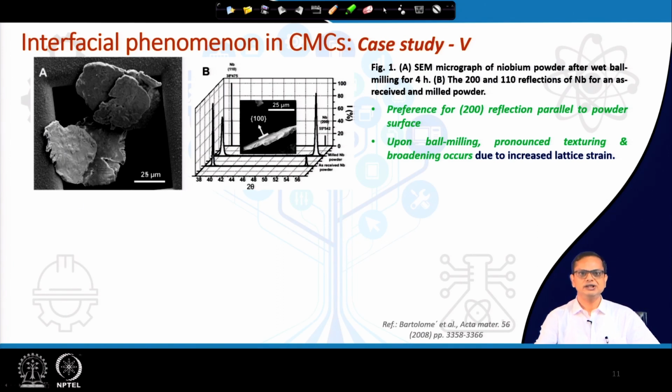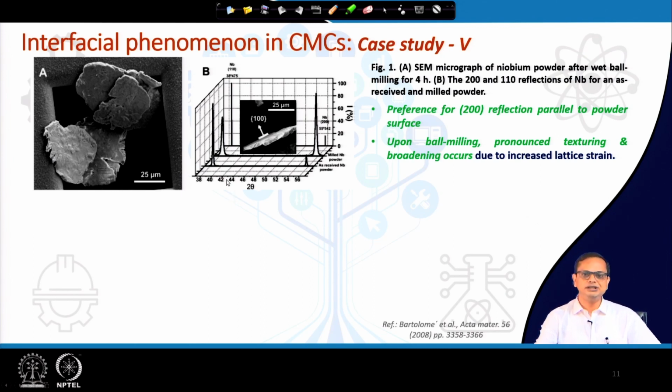Okay. In the XRD, you can see, this is for the without ball milling, the first one, and the second one is after ball milling. So, you can see there is obviously peak broadening taking place, and also another important point you are seeing here is that the powder particles are getting quite textured after ball milling. So, you can see here that it is basically 200 or 100 reflections parallel to the powder surface. Okay. And why are these things happening? This is happening because of the ball milling.